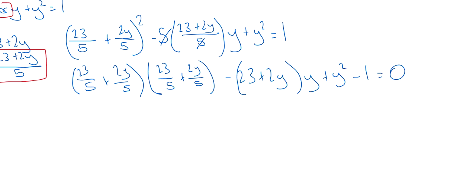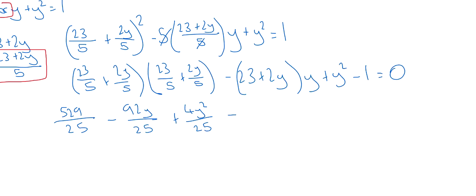All right, let's talk about next steps. What am I going to do? I'm going to FOIL this. Okay, so if I FOIL all of this, I get 529 over 25 minus 92y over 25 plus 4y squared over 25. If you need to do that the long way, please do. Then this is minus 23y plus 2y squared. I've just distributed this y, and then I've still got these on the end.